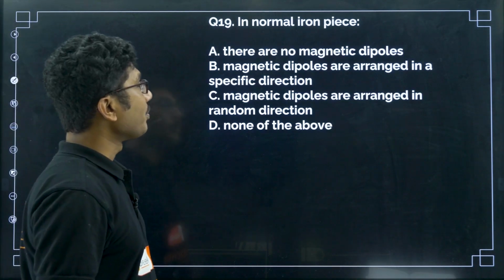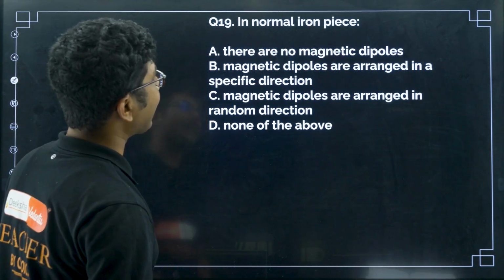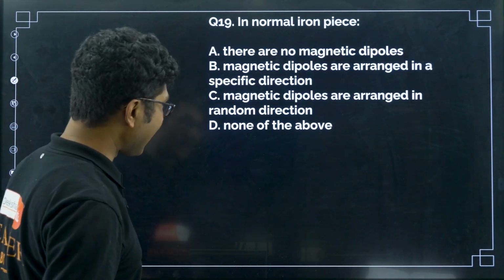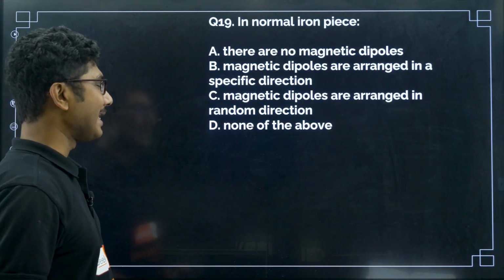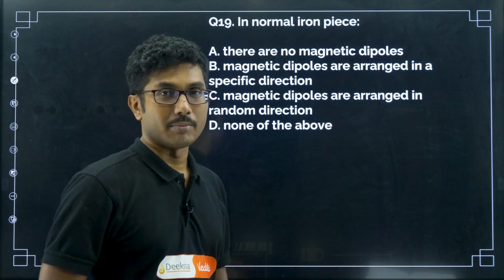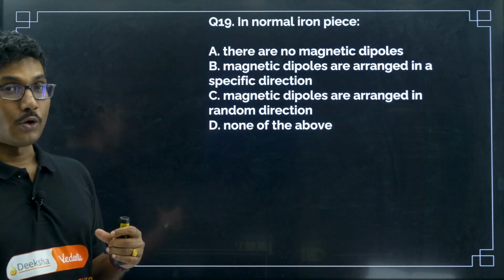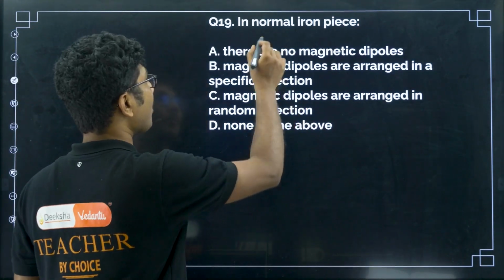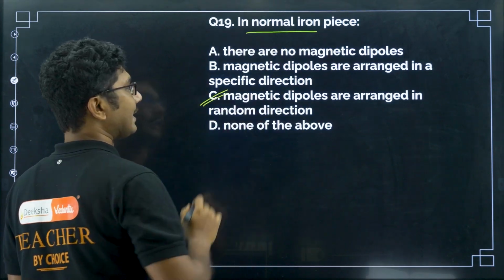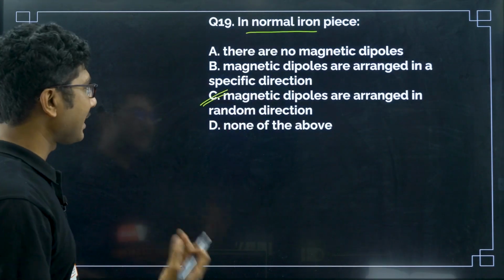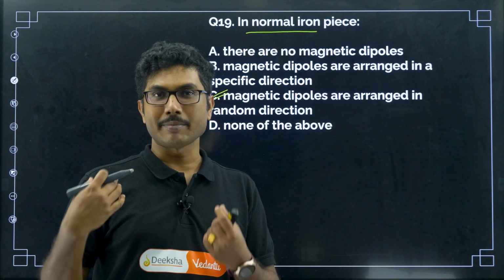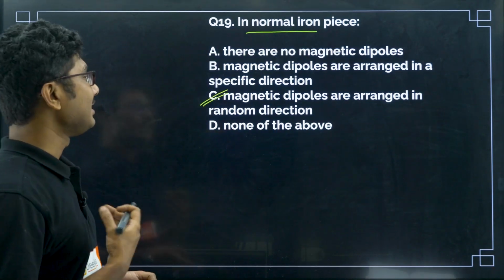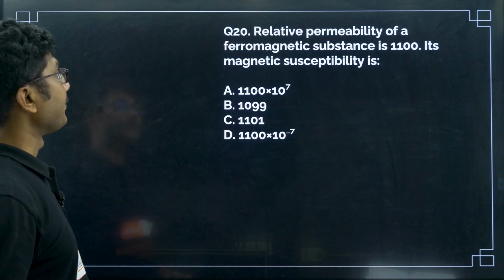Now, in a normal iron piece, there are no magnetic dipoles; magnetic dipoles are arranged in a specific direction; magnetic dipoles are arranged in random direction; none of the above. Iron is a ferromagnetic substance and it can be converted into a magnet, but in a normal iron piece the magnetic dipoles, the magnetic domains, are arranged in random direction, so that the net magnetic moment of that iron is 0. So the correct option is option C.